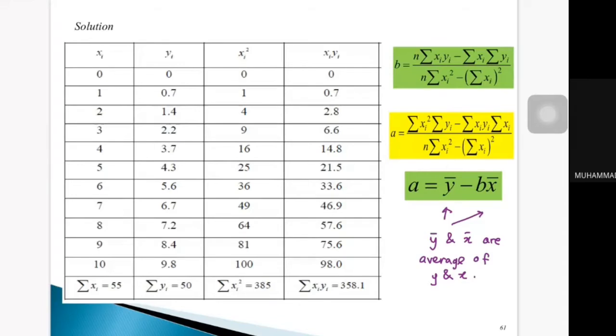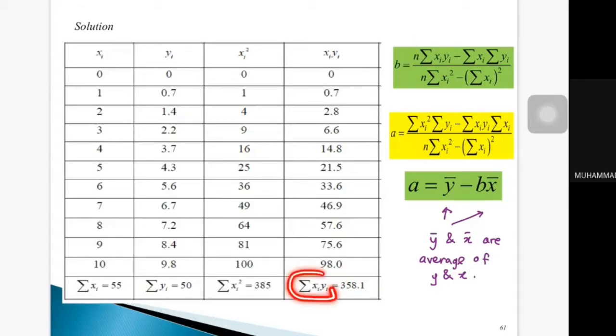This is your x and y given in the question. The summation of x is just the total 0 plus 2 plus 3 until 10, so you will get 55. The summation of y, you sum up all these, you get 50. Then square the value of x and sum all this, you will get 385. Then x times y, sum this up, and you will get 358.1.